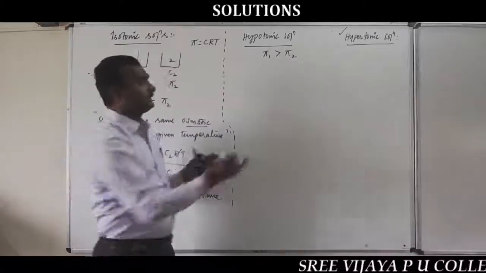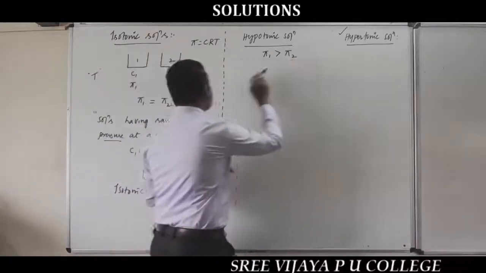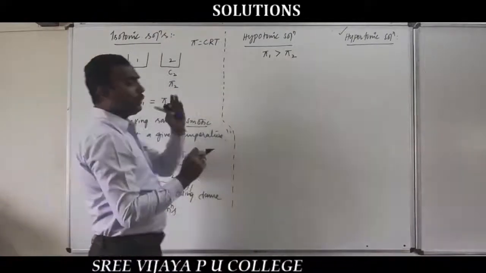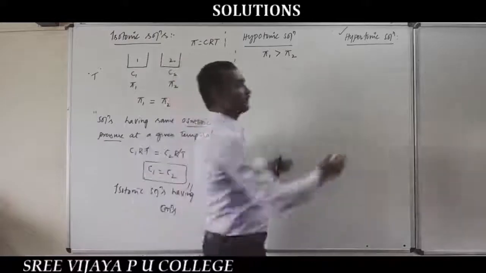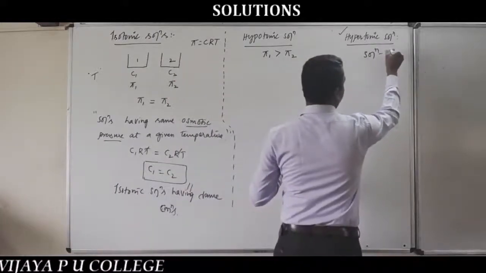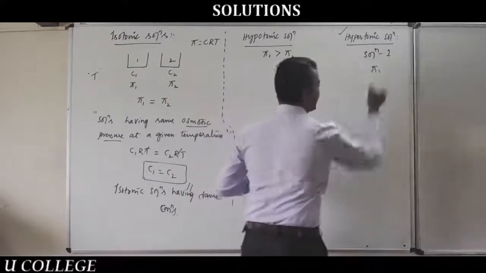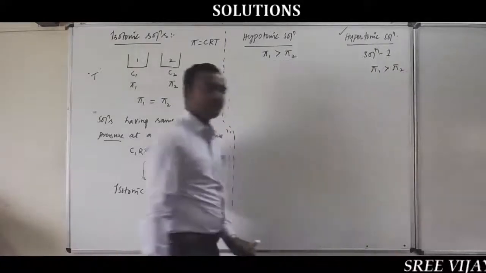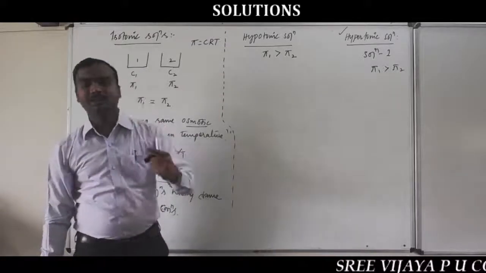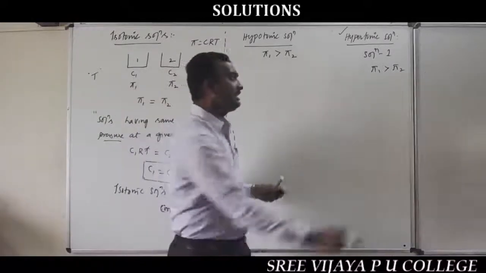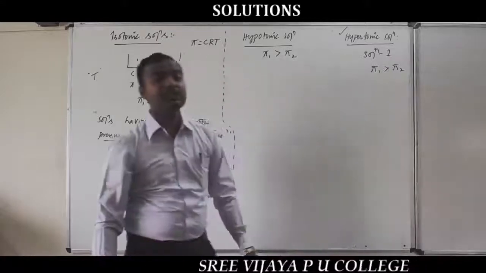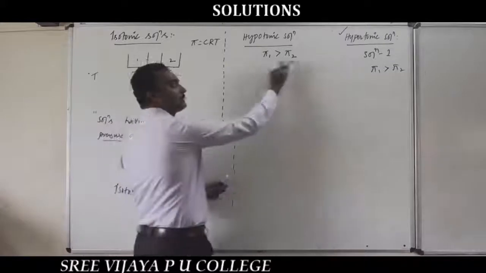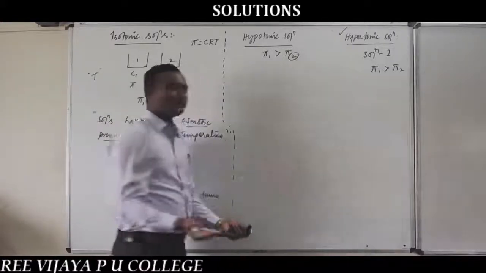So, I am saying pi 1 is greater than pi 2. Solution 1 has higher osmotic pressure compared to solution 2. So between 1 and 2, which is the hypertonic solution? Solution 1 is the hypertonic solution because pi 1, that is the osmotic pressure of solution 1, is higher than the osmotic pressure of solution 2. Whichever has higher osmotic pressure compared to the other, that type of solution is called a hypertonic solution. So we can easily say what the hypotonic solution is: 2 is the hypotonic solution.